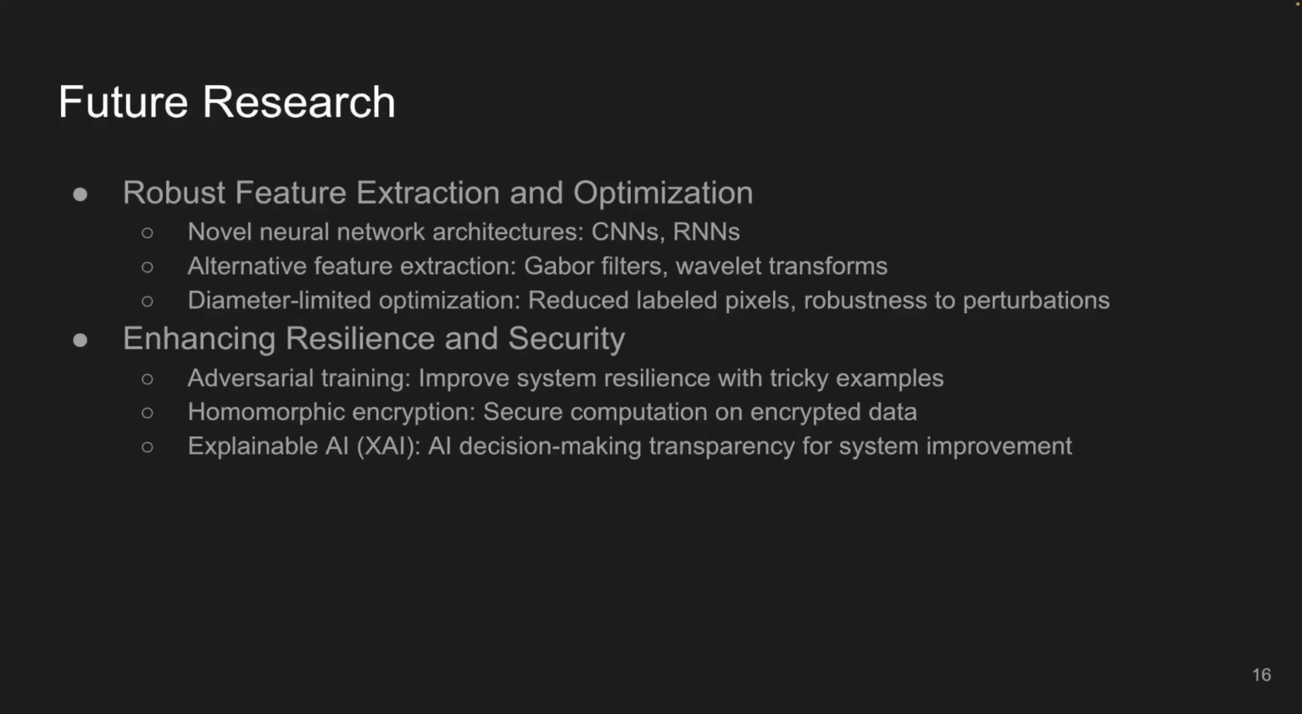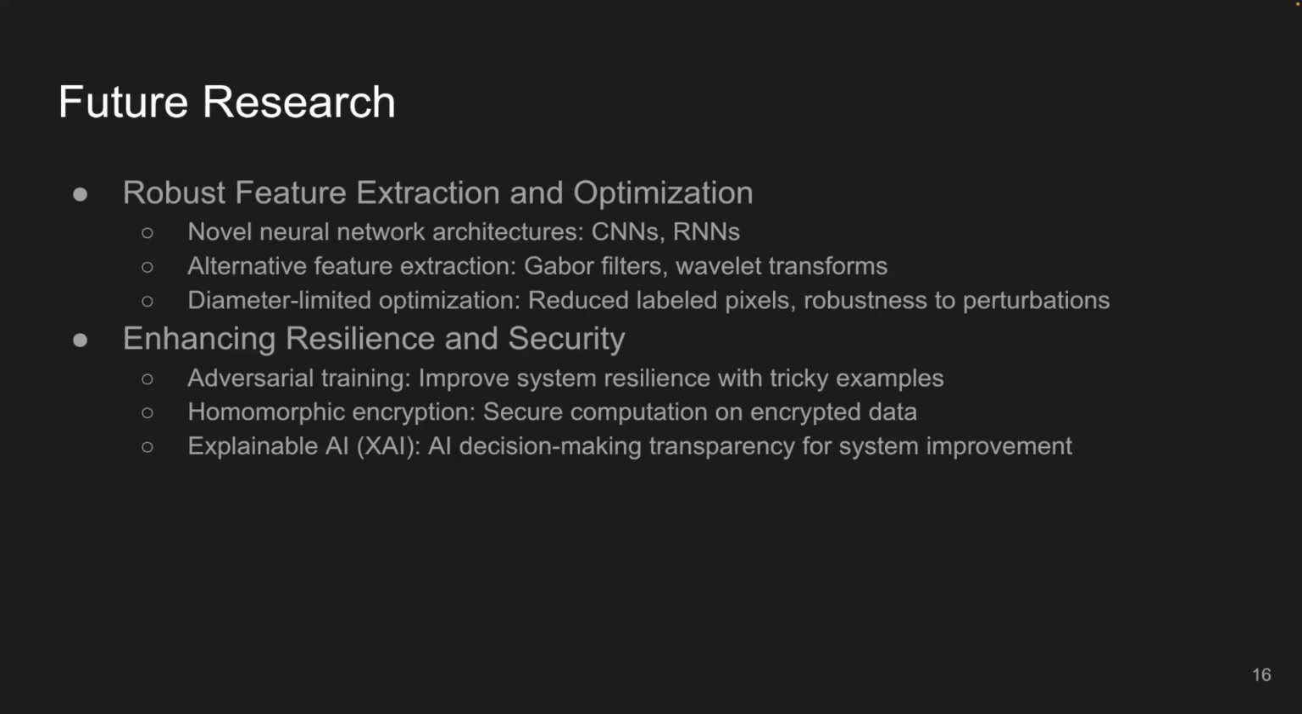So in the future research part, robust feature extraction can be achieved by examining novel neural network architectures like CNNs and RNNs, or employing alternative feature extraction methods such as Gabor features or wavelet transform. As for dimension-limited optimization, it can help reduce the number of pixels without sacrificing descriptive power while maintaining robustness to small perturbations in the input data.